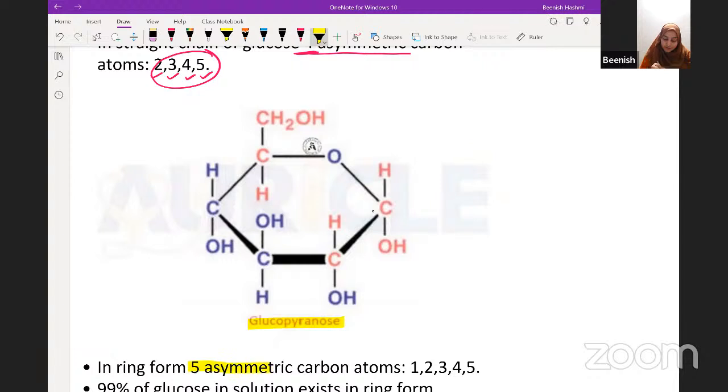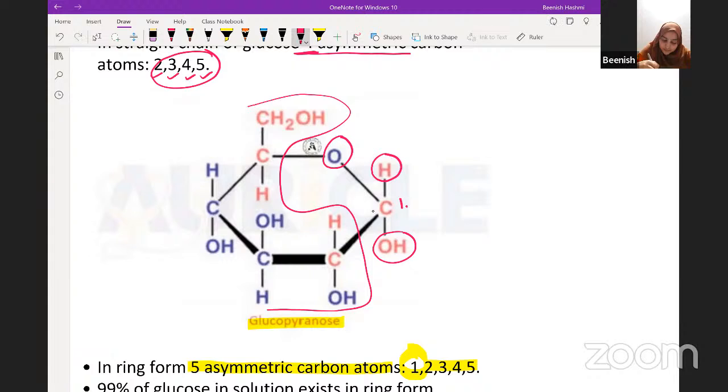Here it has 5 asymmetric carbon atoms. Carbons 2, 3, 4 and 5 are common, but what is new? Carbon 1 is also asymmetric. Let's have a look at how. This is your carbon 1. One group attached is this. This is the second group attached. This is the third group attached. And this is the fourth group attached. So you have 4 different groups attached.